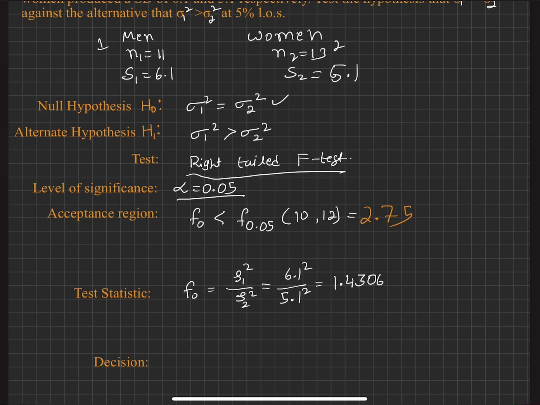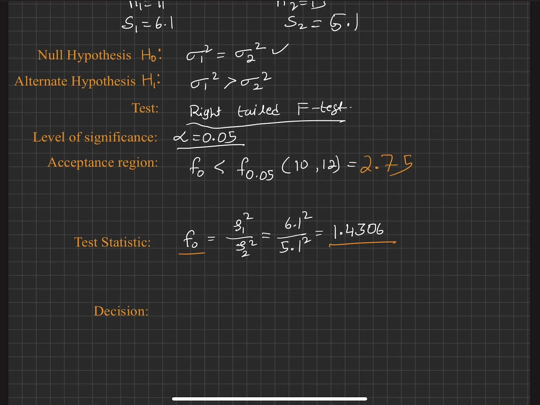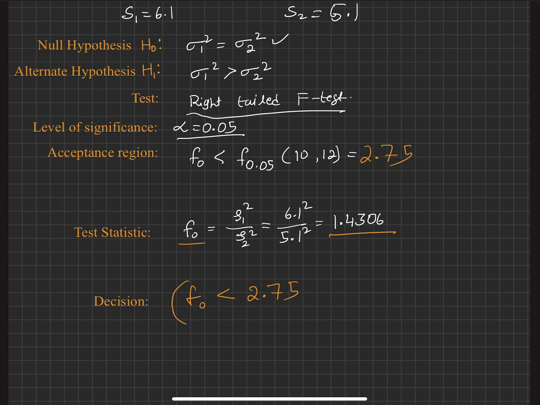Now the required test statistic is F naught, that is s1 square by s2 square. We get it as 1.4306. We can observe here that the F naught value is less than 2.75, that is, F naught is inside the acceptance region. So we can give a conclusion here: do not reject the null hypothesis.